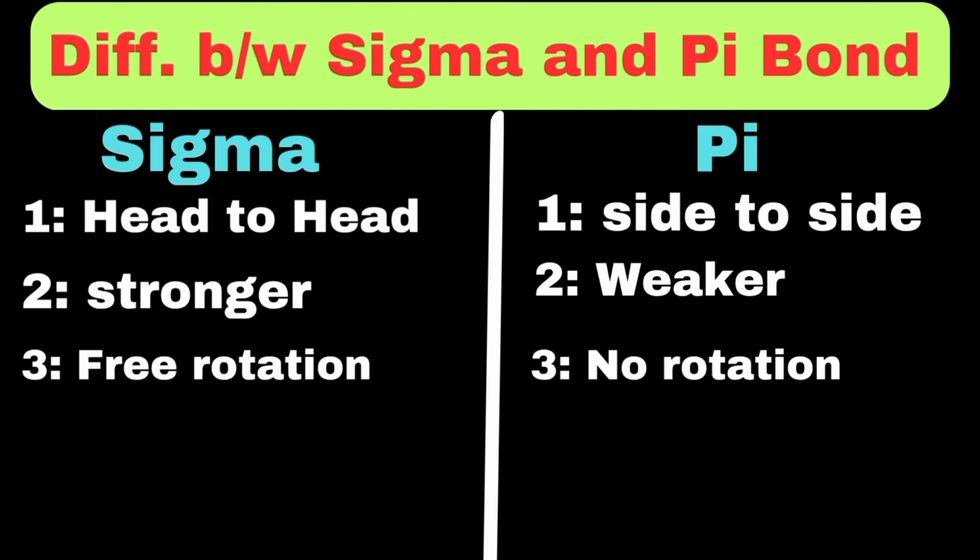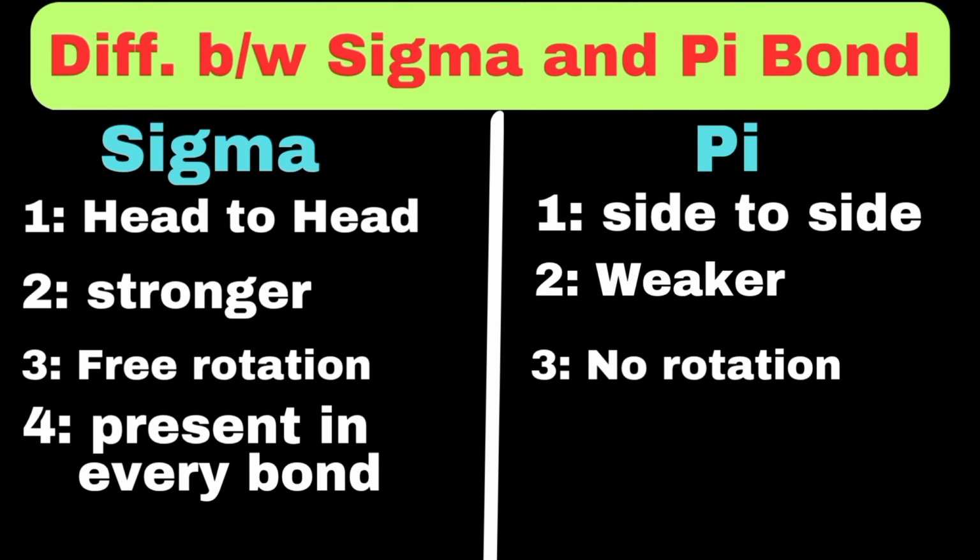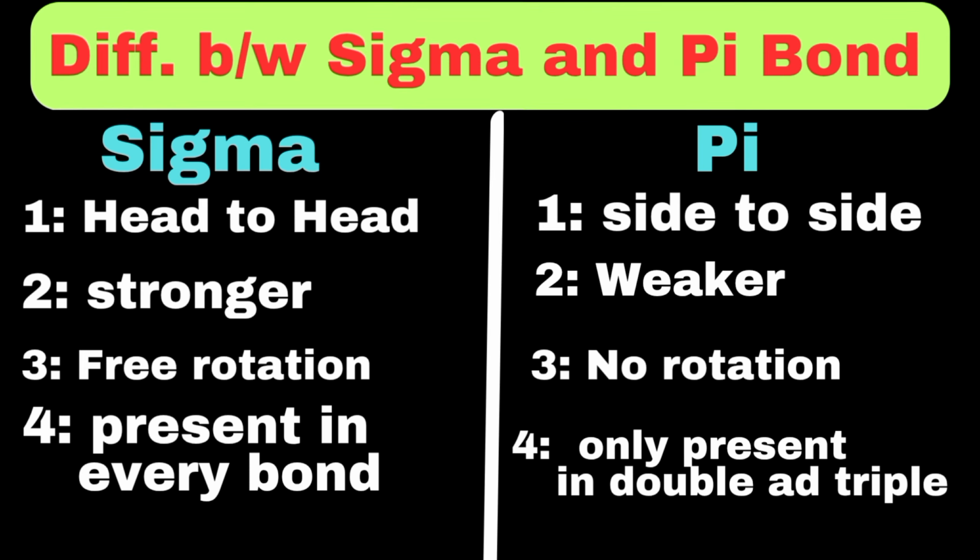However, free rotation around a pi bond cannot happen due to the above and below probability of finding electrons. Here, free rotation will only happen when pi bond breaking takes place. A sigma bond is present in every bond formation. However, a pi bond is present only in double and triple bonds.